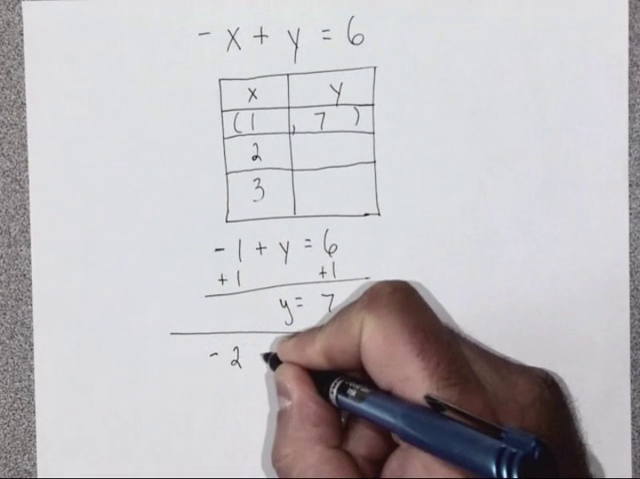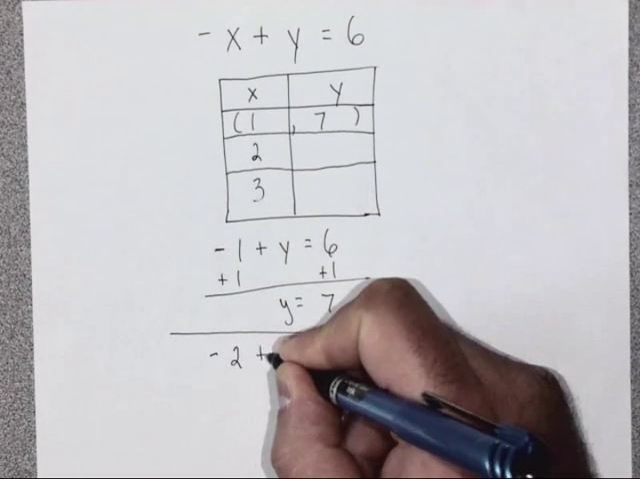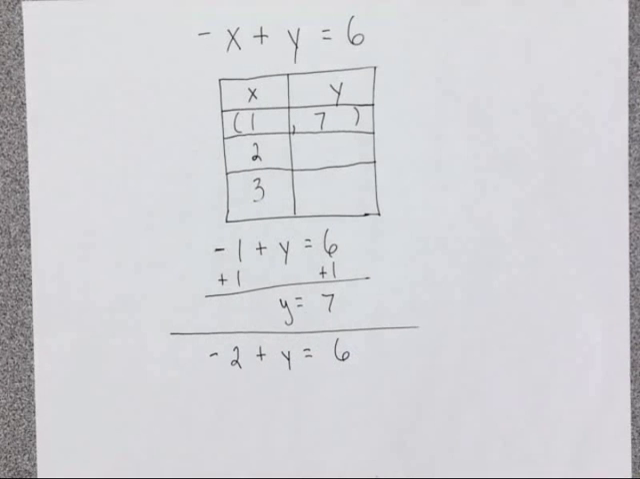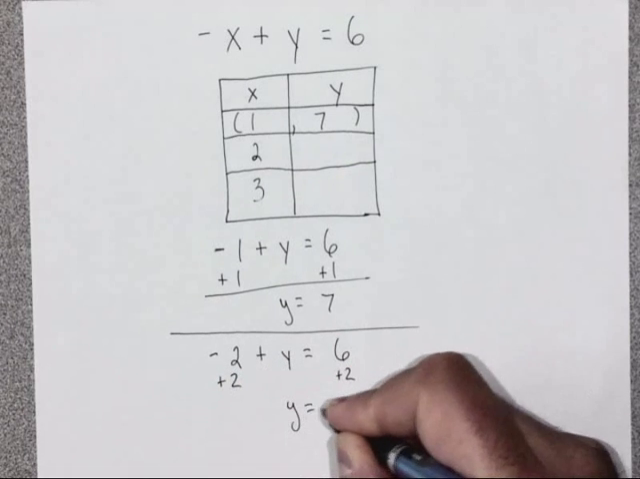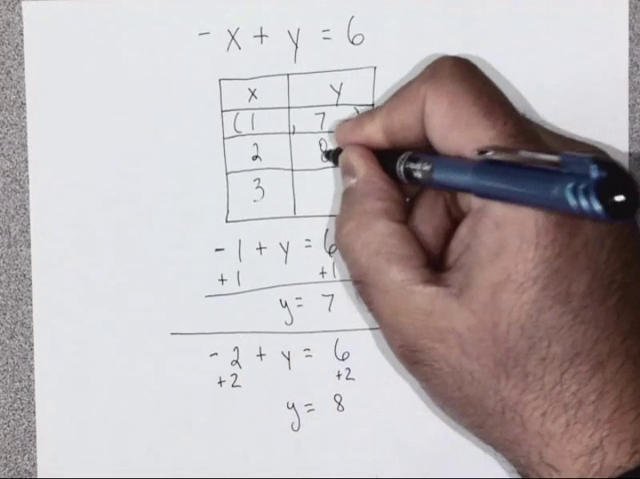If I plug 2 in for x, right, I get negative 2 plus y equals 6. So solve for y, add 2 to both sides. So I get 2 comma 8.